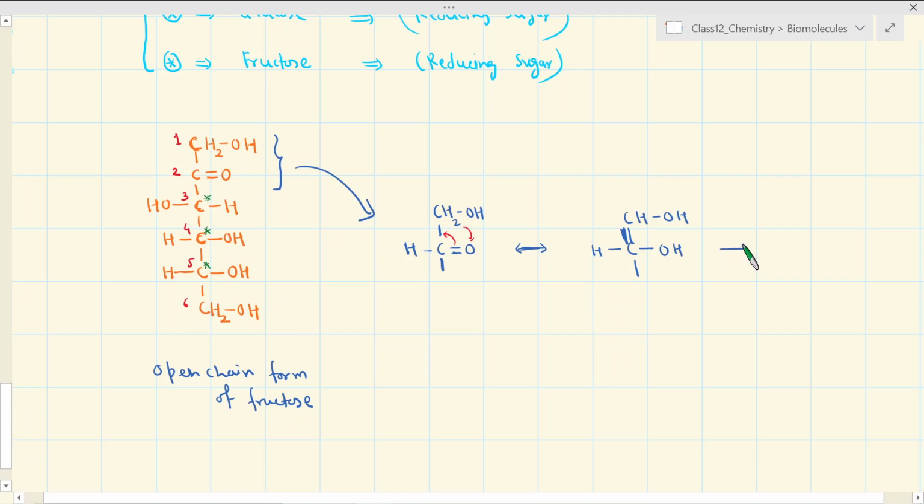It doesn't stop here. Another possibility is that this double bond can move to this bond and form a double bond with oxygen, and in return the hydrogen of this should reach this carbon, and this will lead to OH. So this becomes an sp3 carbon, previously sp2, and this carbon becomes an aldehyde group.